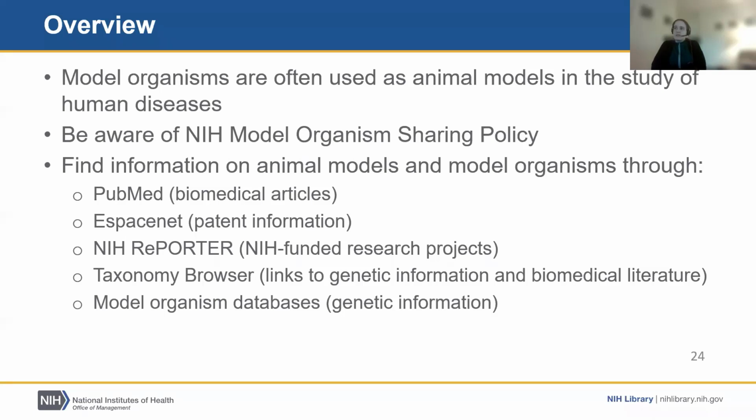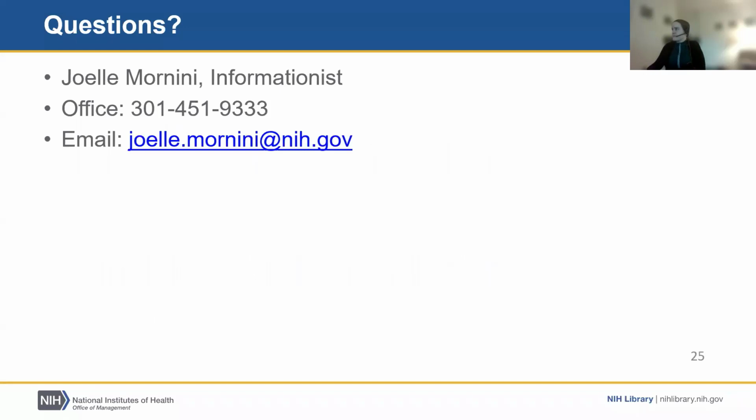And you can find information on animal models and model organisms through PubMed for biomedical articles, SPOSNet for patent information, NIH Reporter for NIH-funded research projects, Taxonomy Browser, which can link to genetic information, as well as biomedical literature through PubMed Central, and model organism databases, where you can find a variety of genetic information.